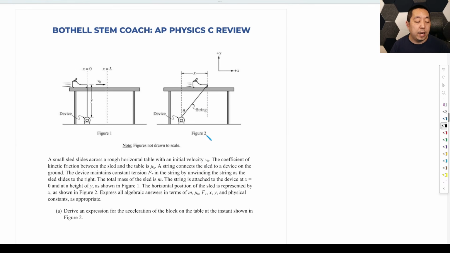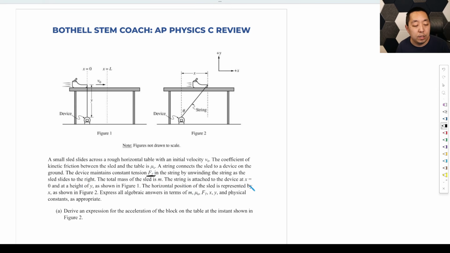Let's look at this free body diagram problem here, or sorry, this forces problem, free response question. A small sled slides across a rough horizontal table with initial velocity v0. The coefficient of kinetic friction between the sled and the table is mu k. A string connects the sled to a device on the ground. The device maintains a constant tension in the string by unwinding the string as the sled slides to the right. The total mass of the sled is m.